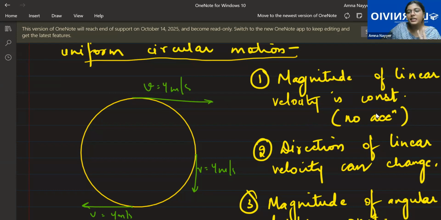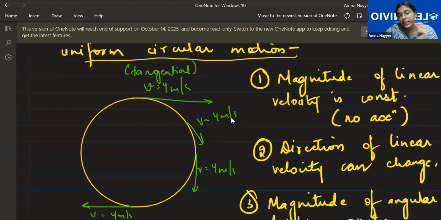Second point, direction of linear velocity can change. Now, in a circular motion, why can the direction change? Because the direction of the linear velocity is given tangentially. Every point that I mark on the circle, the direction of the tangent will be different. So till the time my magnitude is the same and the direction is changing, that's okay for us. We need to have the magnitude constant. That's a prior condition for the uniform circular motion to be executed.